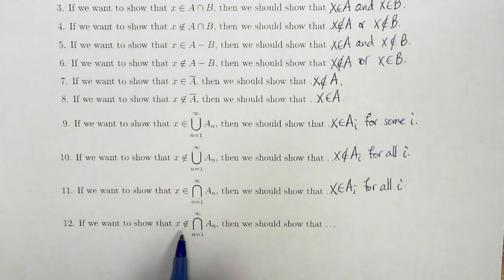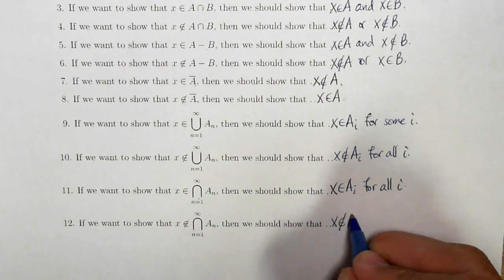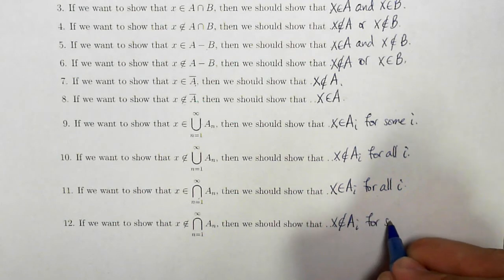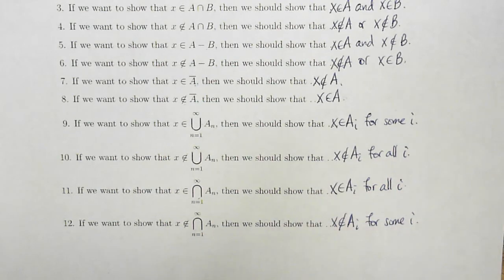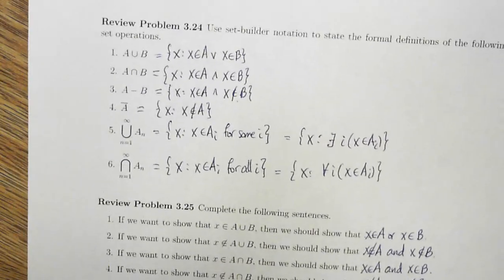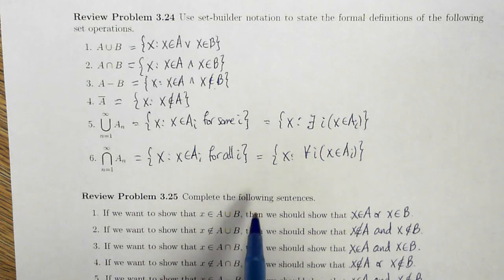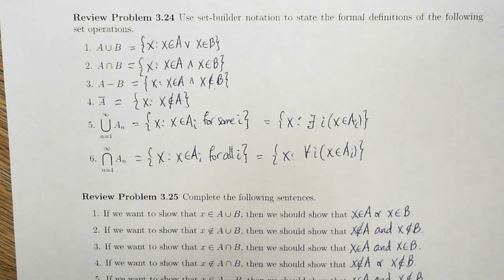The negation of that, if I want to show that X is not part of this infinite intersection, I would need to show that X is not an element of A sub I for some I, that there's at least one set that does not contain the proposed element X. Okay, so problems 24 and 25 are very much related. The formal definitions of these operations, as well as how to check that something is or is not part of those sets.